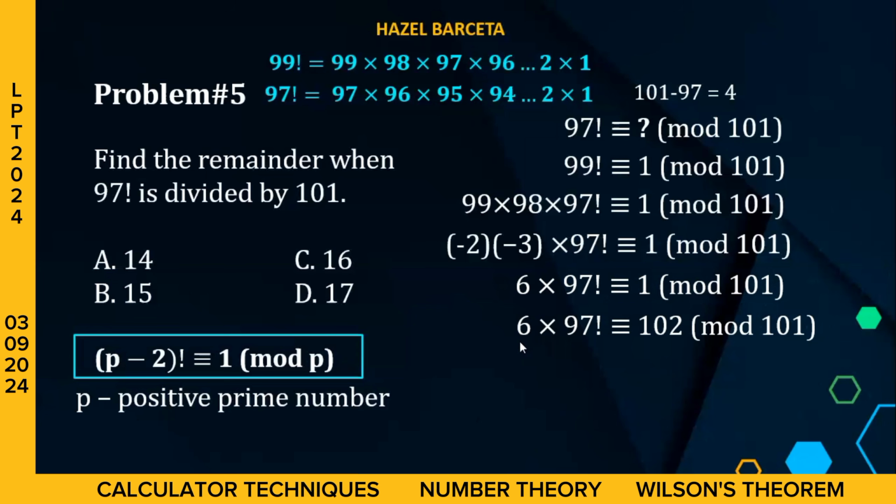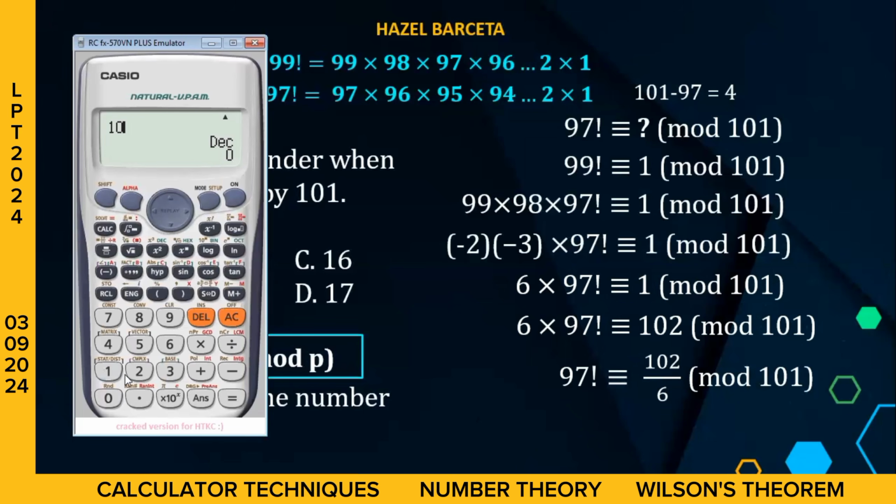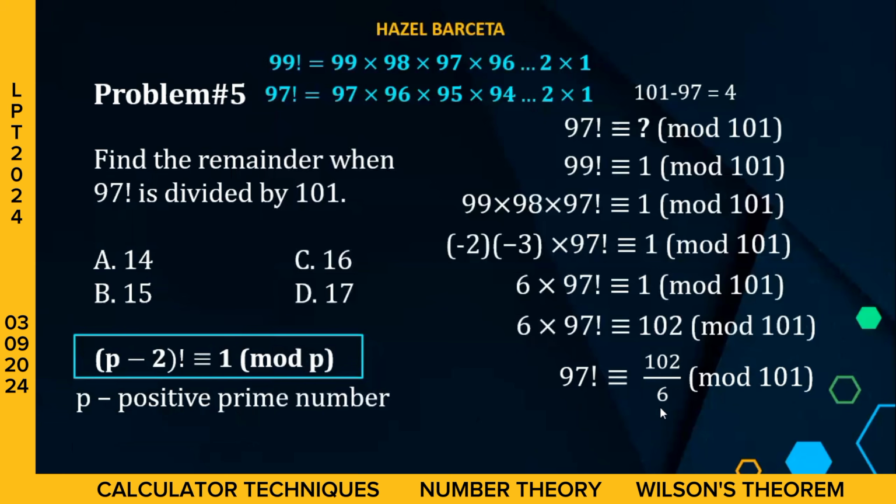Now, para matanggal po natin ito dito, i-divide po natin siya. So, 97 factorial is equal to 102 divided by 6, copy mo mod 101. Then, 102 divided by 6, we have 17. So, our remainder is 17. 97 factorial is congruent to 17 mod 101. And it is letter D.